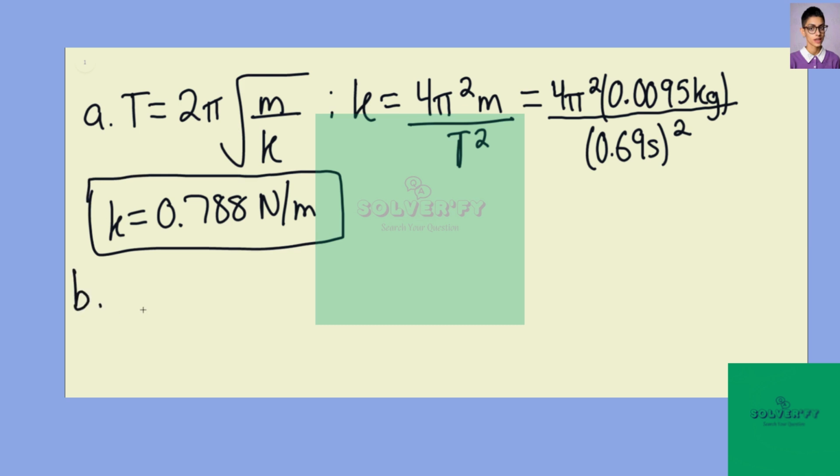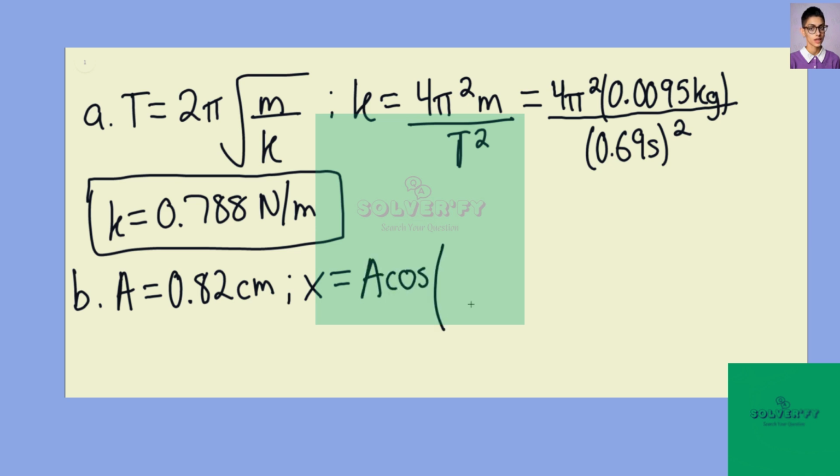For part B, we want to find an equation for the displacement in terms of time. We know that the amplitude is 0.82 centimeters. And we know that the general equation will be x equaling A cosine of 2 pi times t, the time, divided by capital T, the period, plus the phase constant phi.